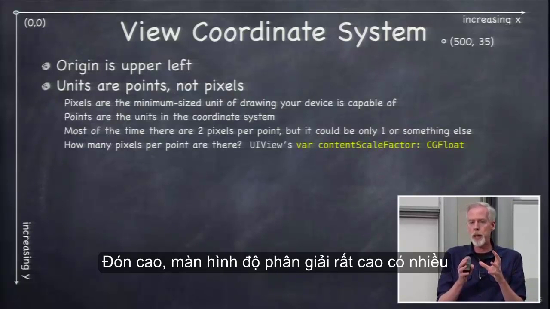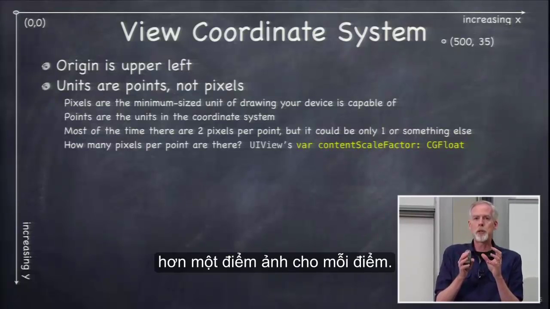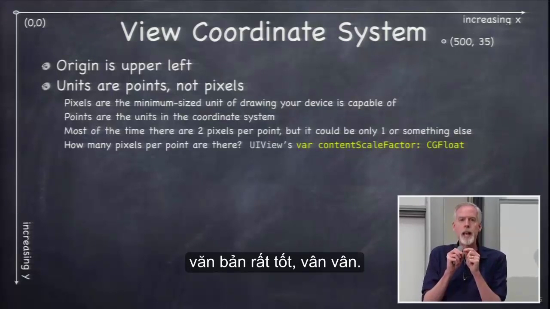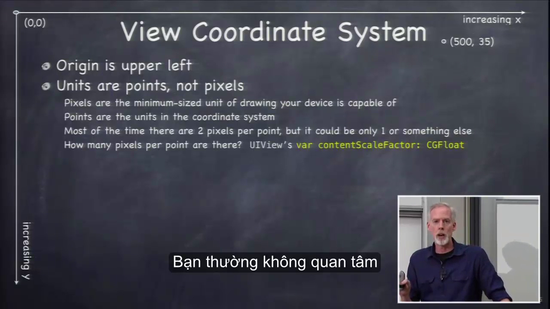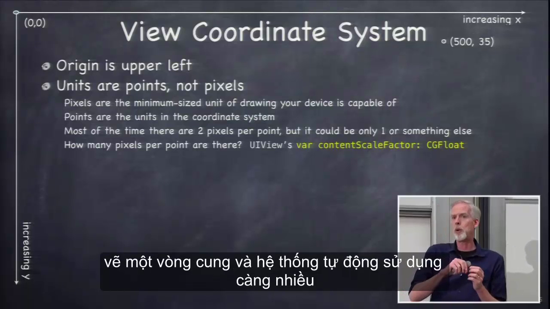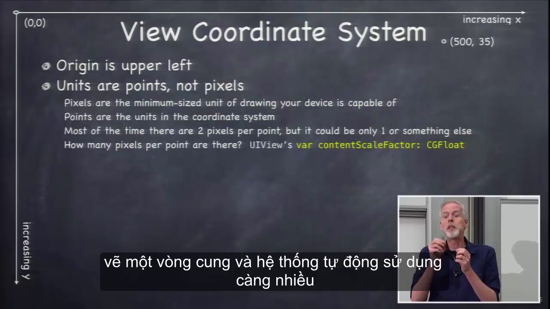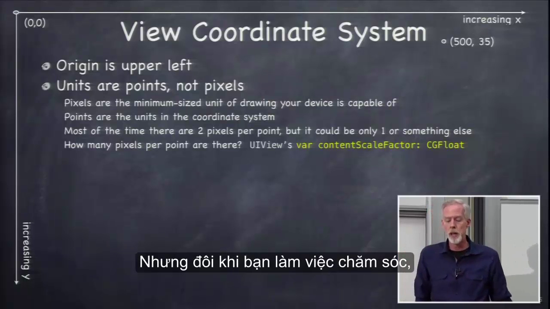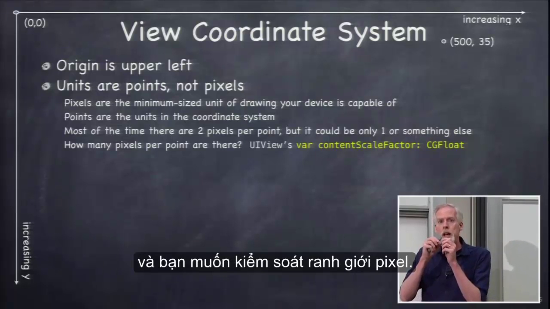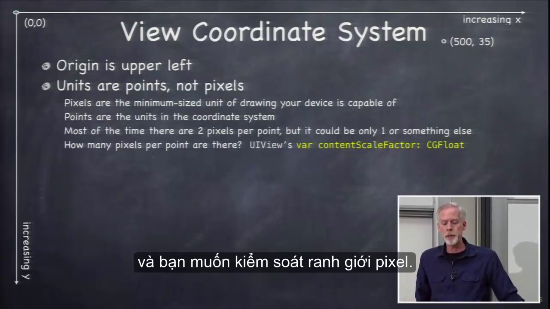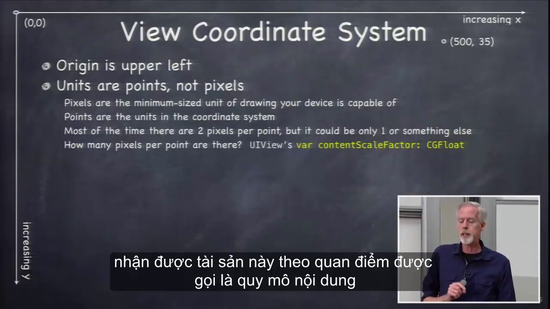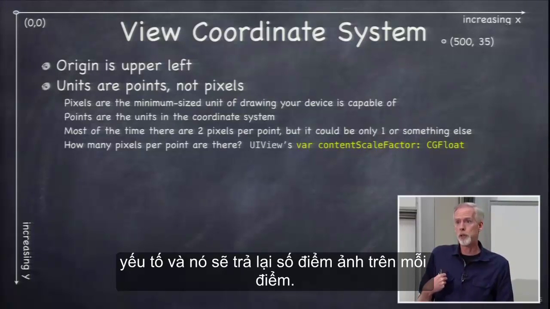Very high resolution displays have more than 1 pixel per point. Okay? Because they're able to draw very fine curves, very fine text, etc. You don't usually care about the difference between points and pixels. It's automatically handled for you because you're doing things like drawing text or drawing an arc, and the system automatically uses as many pixels as it can to make things nice. But occasionally you do care because maybe you're drawing something very finely detailed and you want to control on pixel boundaries. And if you want to do that, you can get this property in View called content scale factor, and it will return the number of pixels per point.